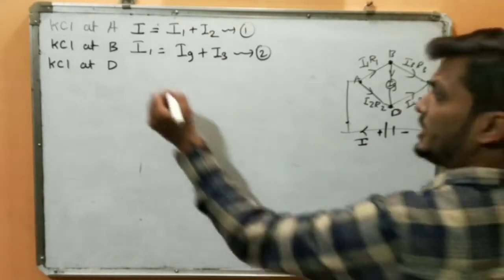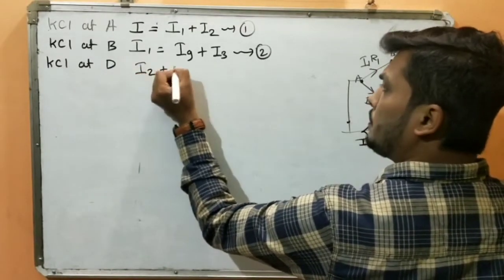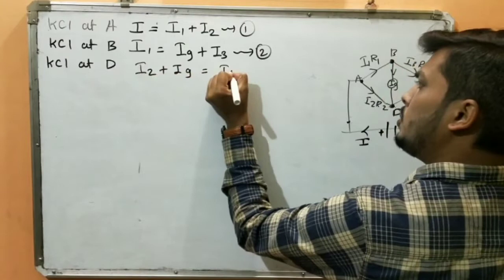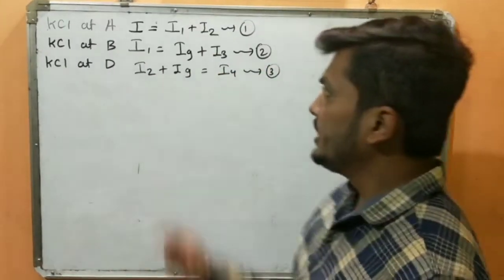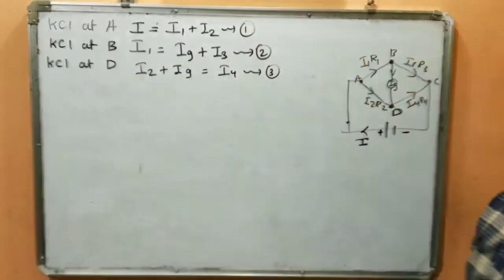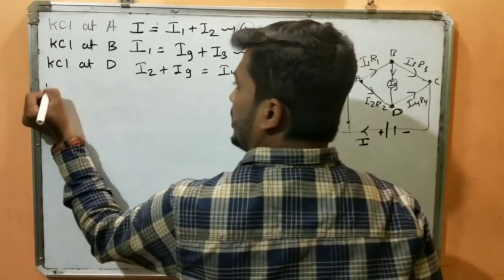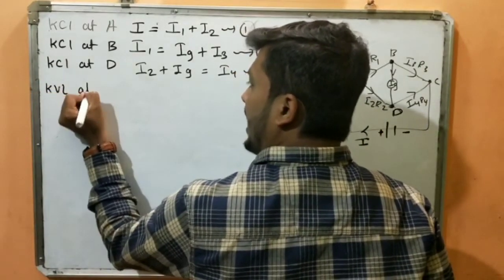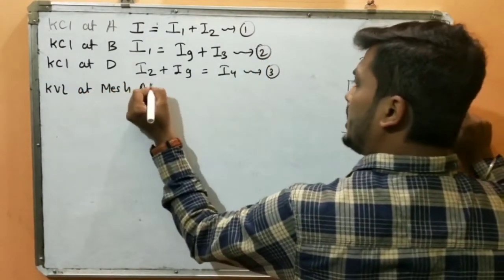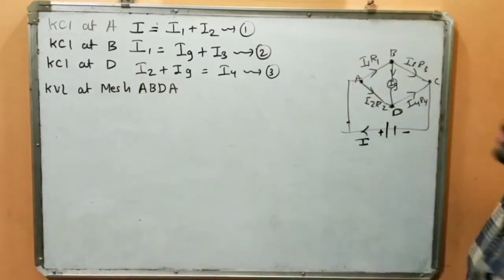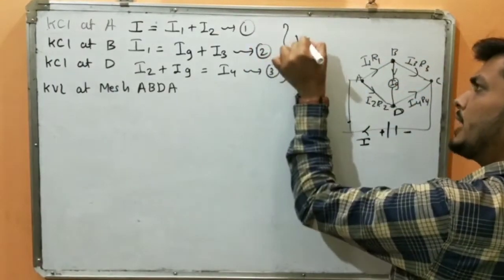If you see carefully, this entered current is going towards I4. So at D, what is happening here is I2 plus IG is equal to I4. This is Kirchhoff's current law at node D. Simple: current entering is equal to current leaving the node. Here I have simply applied the KCL law.